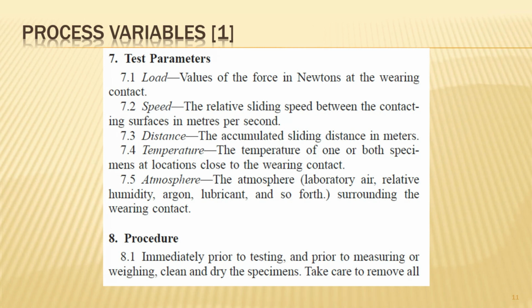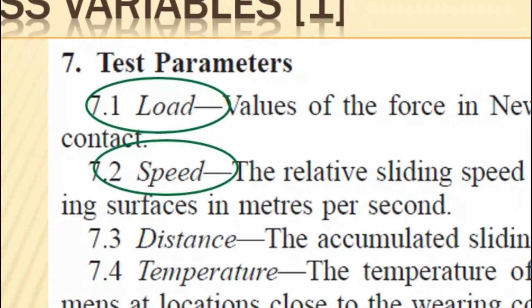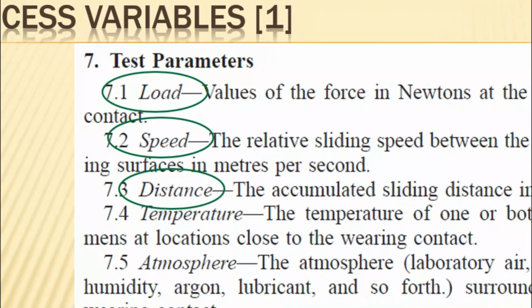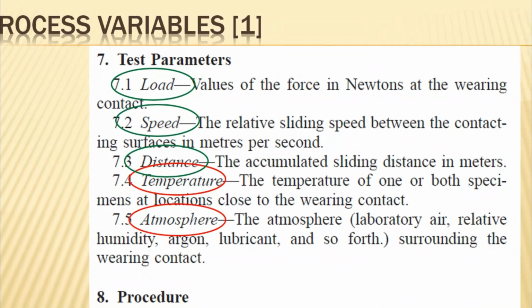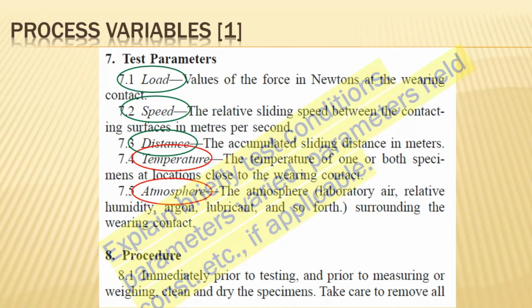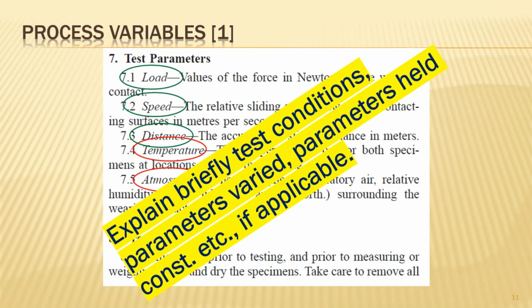In experimentation there may be some variables which are varied and some variables which are not varied. So in such a case, we can present all those variables which are varied and some variables which are constants. So you have to explain briefly the test conditions and the parameters which are variables and which are held constant.